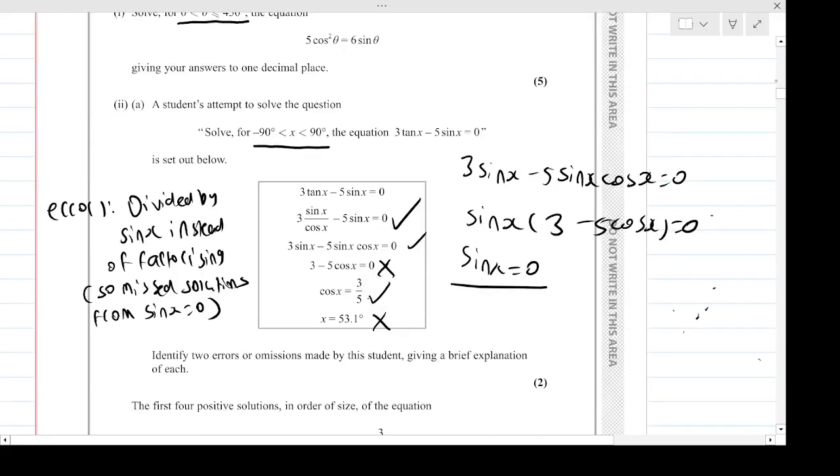So the second error is that they missed out the solution x is minus 53.1, from obviously cos x is 3/5. So that is the two errors.